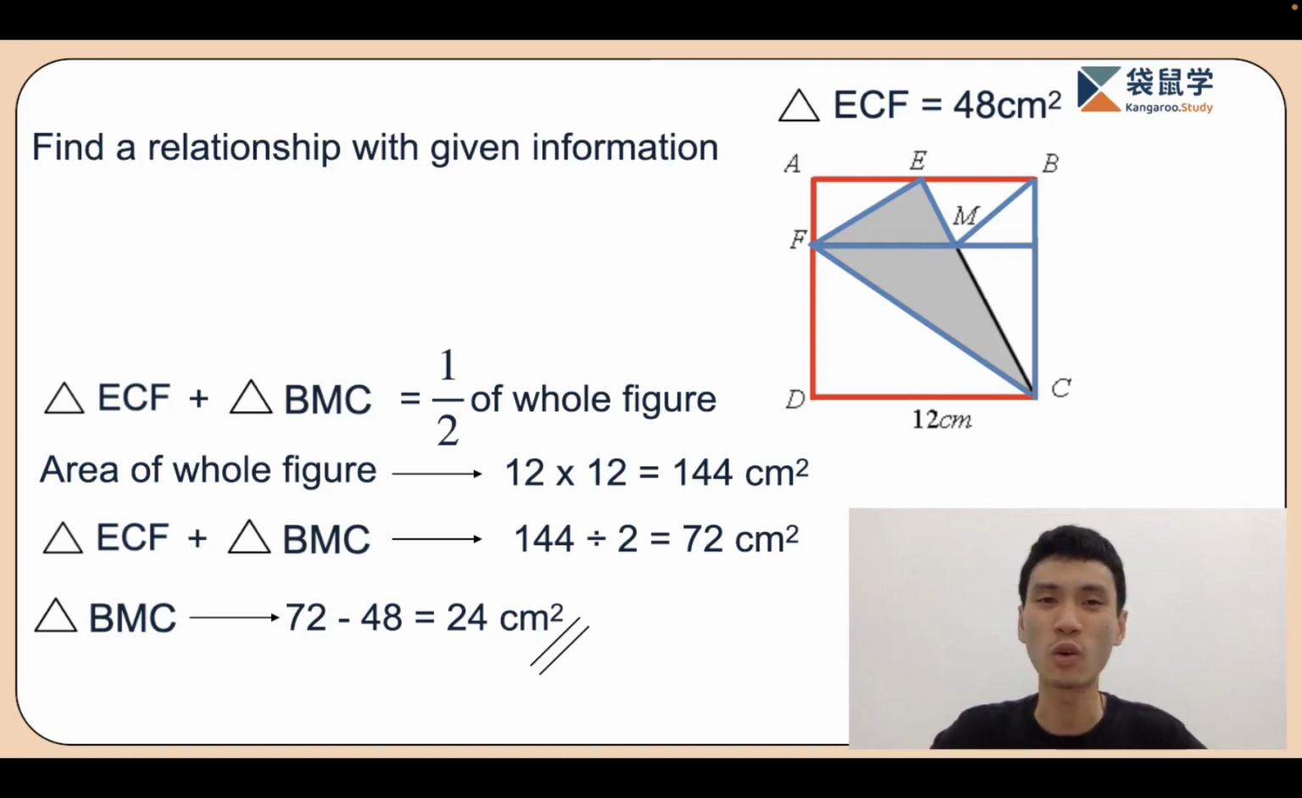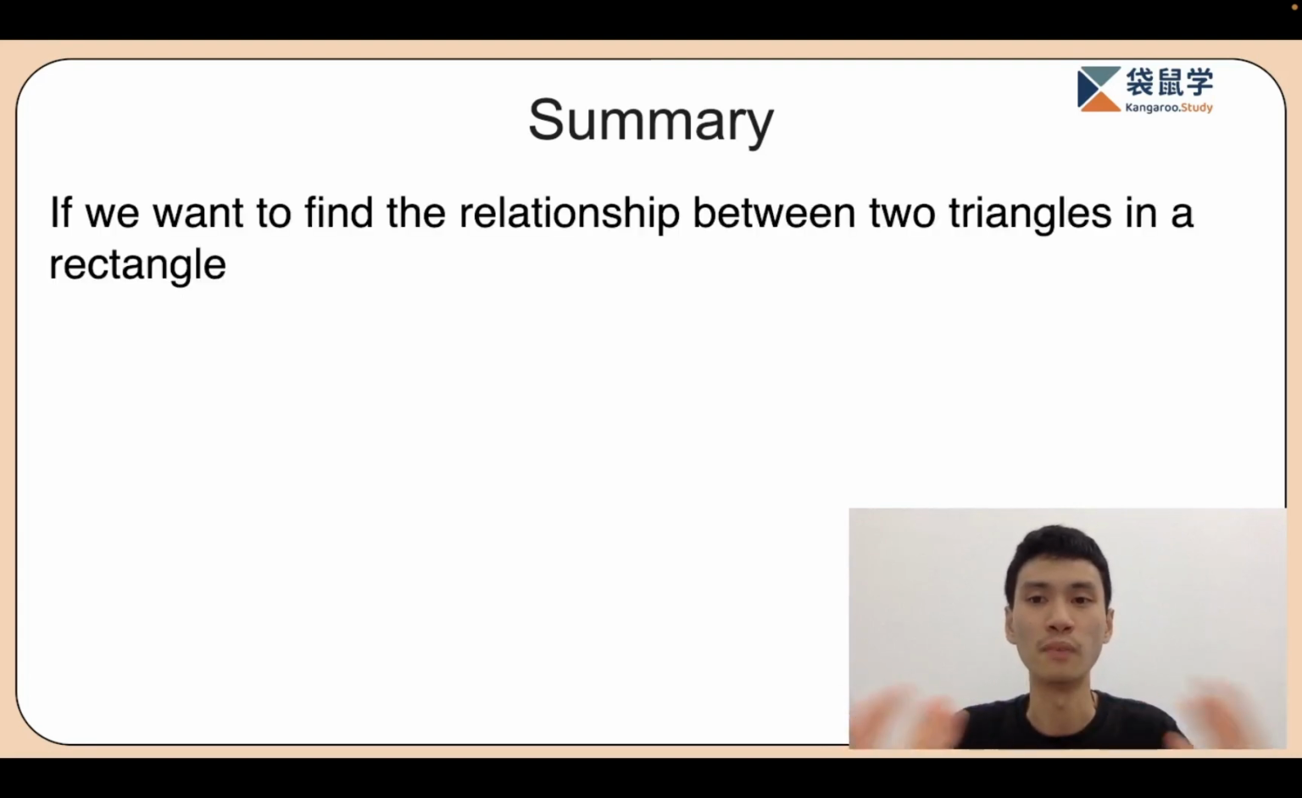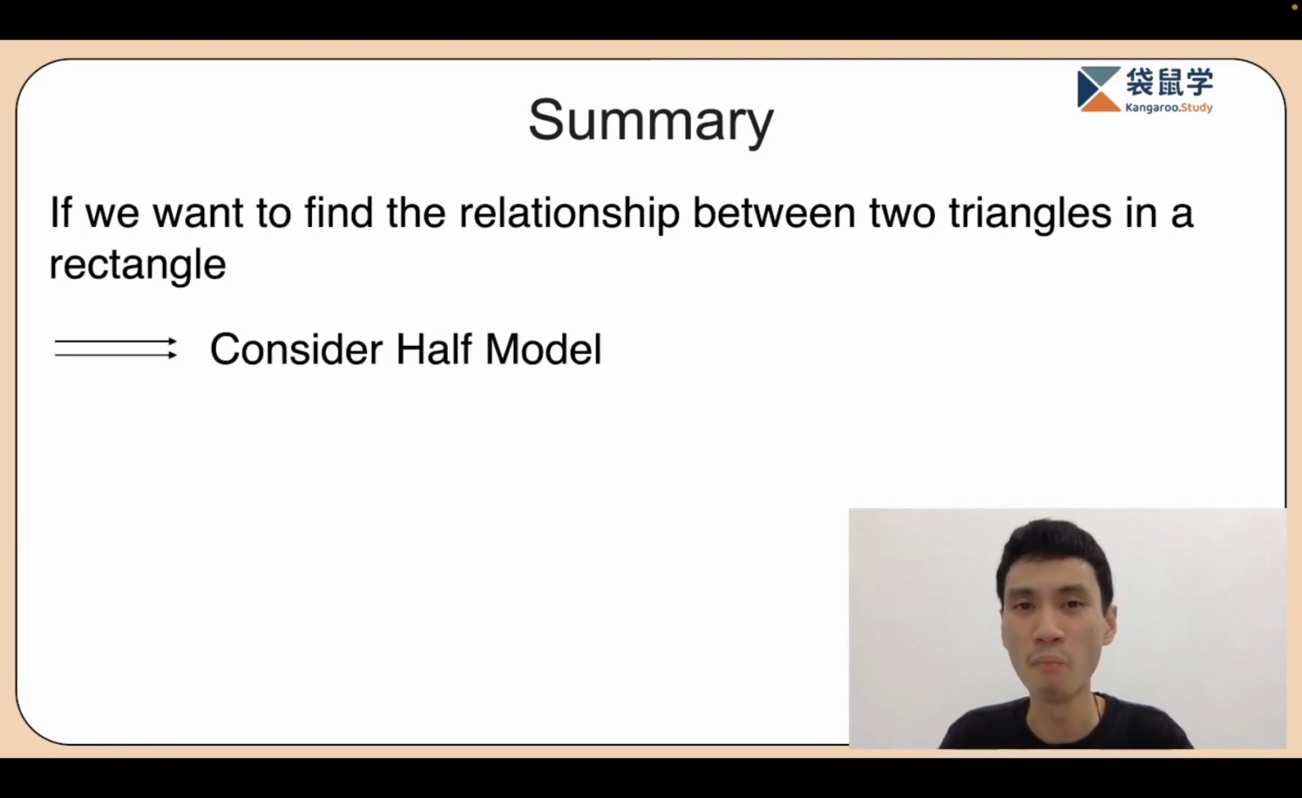Now that we have solved this question, let's summarize everything we have learned so far. In this question, remember, at the start, we were not able to solve directly for the triangle's area. So, what other solution did we have? That's right, we are trying to find a relationship. And in this case, we are trying to find a relationship between two triangles in a rectangle. And of course, in this question, it is a square, which is a special case of a rectangle. And which model did we use to consider this relationship? That's right, we considered the half model.